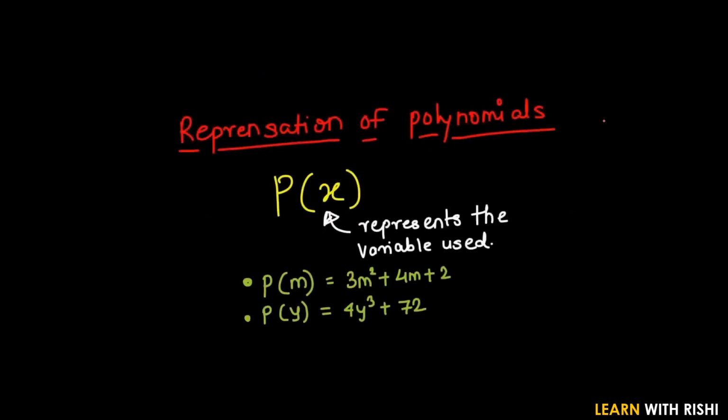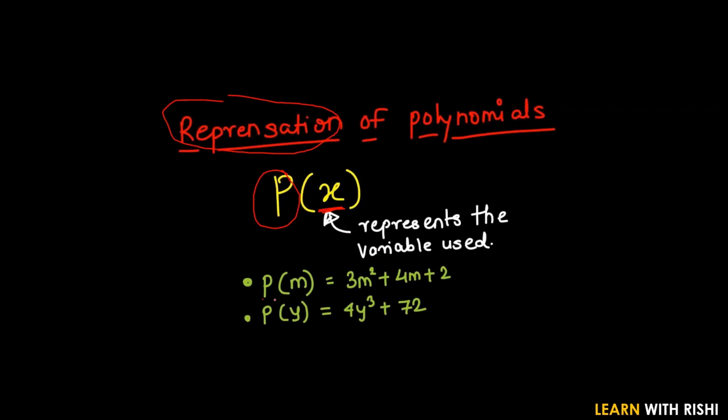Next, representation of polynomials. This is very important. How do we represent a polynomial? A polynomial is represented as p of x. P of x represents the variable used. P stands for polynomial, so this is a polynomial, and x stands for which variable is used in that polynomial.